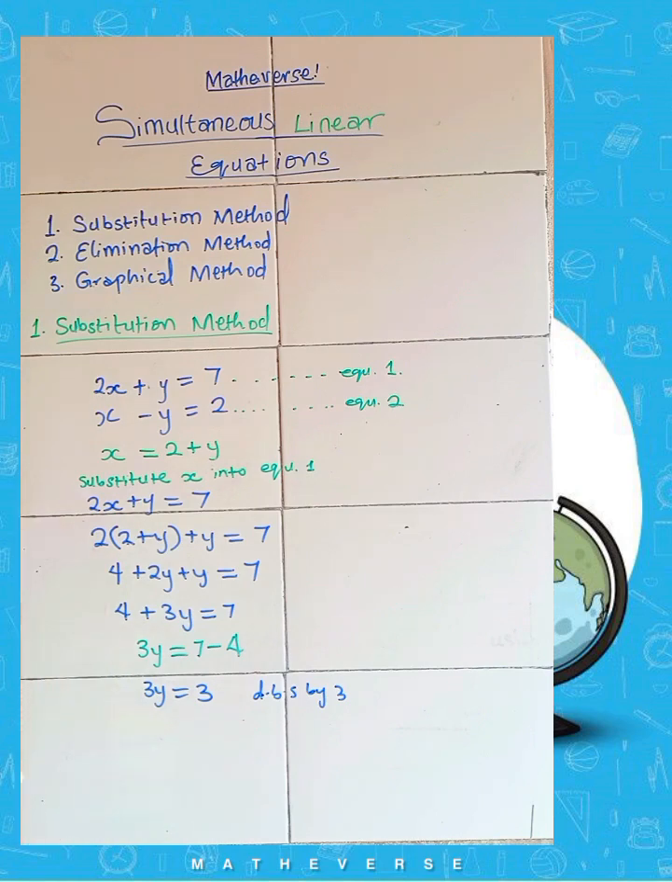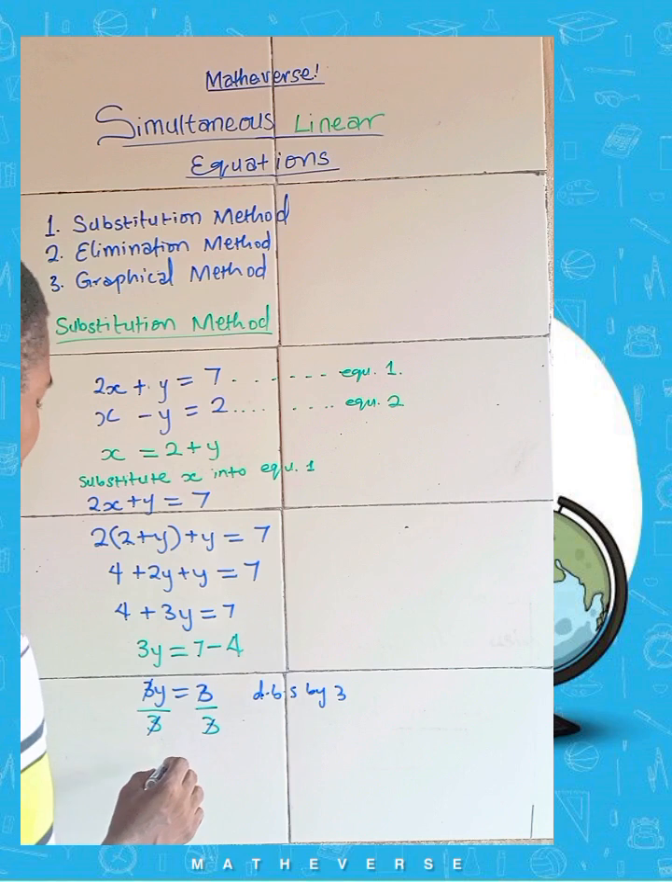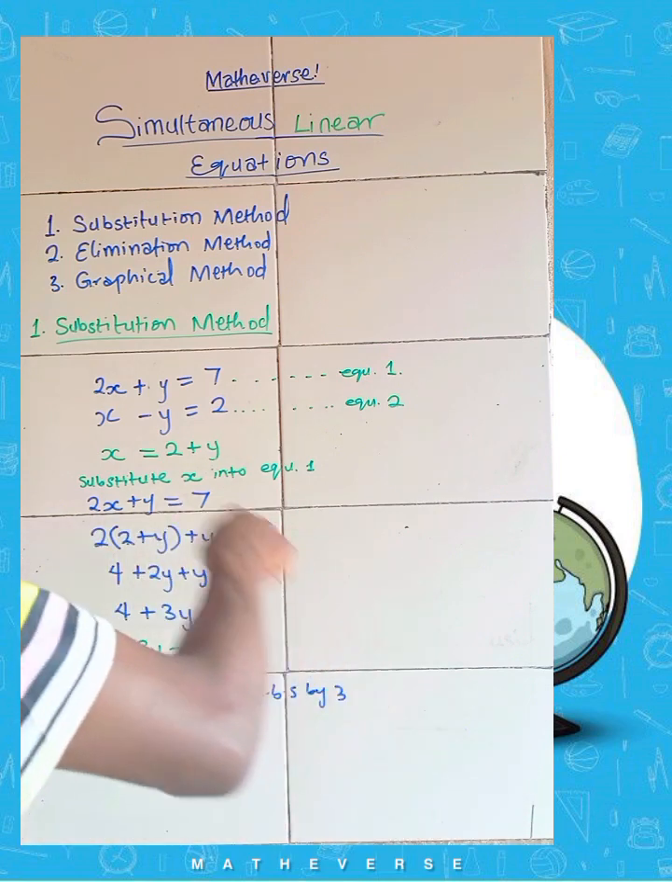So when we divide both sides by 3, we would get 3y over 3 equals 3 over 3. Did you see it now? Very interesting. When 3 divides 3, it is gone, because 3 divided by 3 is 1. So y now is equal to what? 1. Did you see that part? Now, we have gotten what y is.